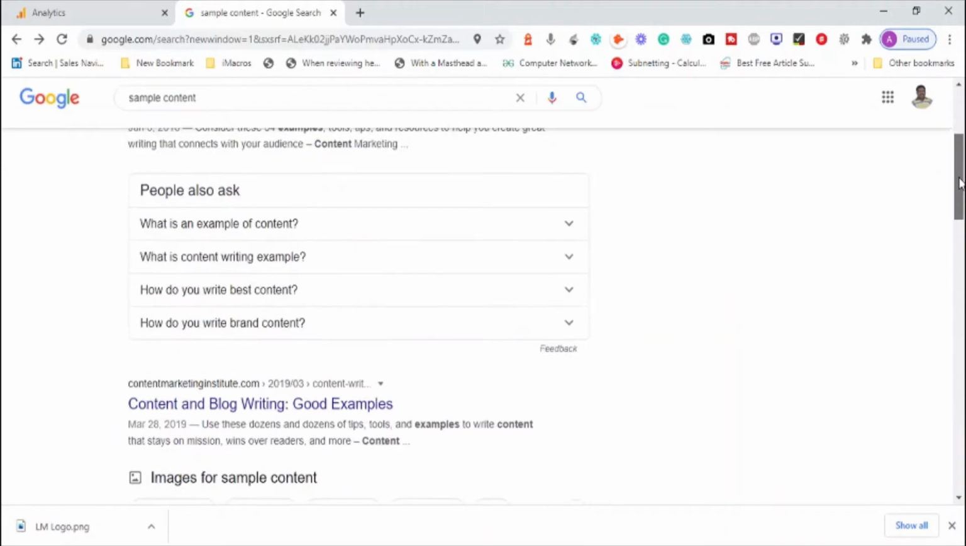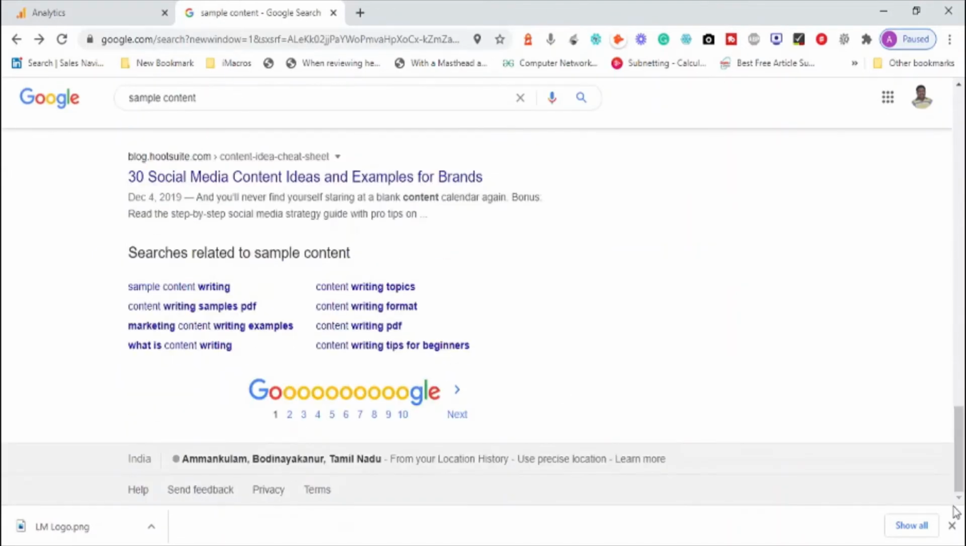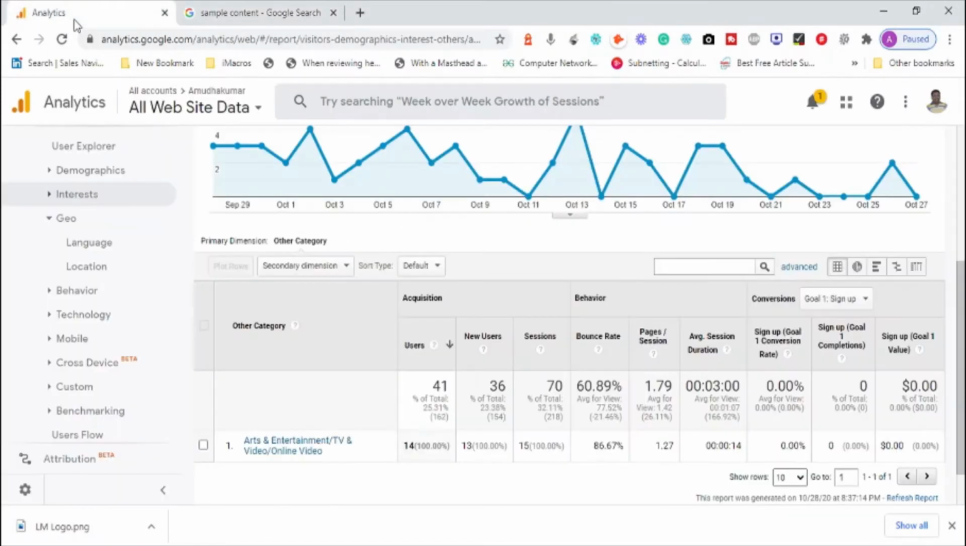And Google can also detect a person's location using the browser, and the browser says where I am sitting right now. See, Amman Pulam, Bodinayakanur, Tamil Nadu. My browser setting says I am in India, and my GPS location says I am in Bodinayakanur, Tamil Nadu. Now Google knows that this person is accessing this content from this particular place. Based on metrics like this, Google Analytics will give us information in geographical tag locations.